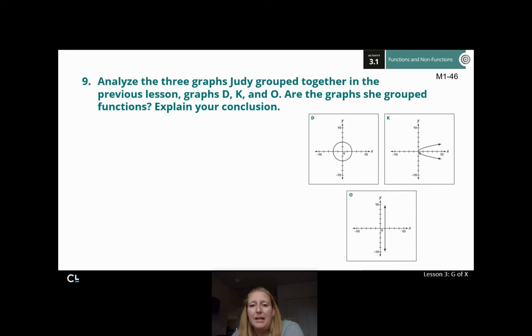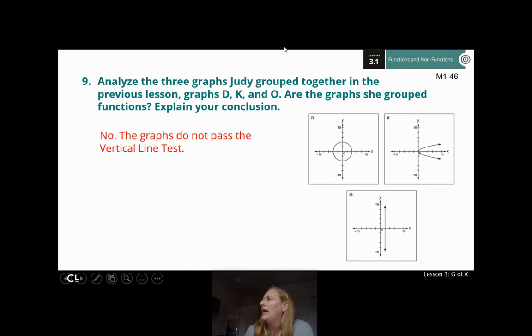So I'm looking at these bad boys and I'm saying, nah, they are not functions. Not one of them passes the vertical line test, right? If I were to draw a vertical line here, ooh, it hits twice. If I draw a vertical line here, it hits twice. And even this guy is a vertical line. So if I were to draw a vertical line on top of it, it would hit an infinite number of times. It's not good. So yeah, those are not functions.